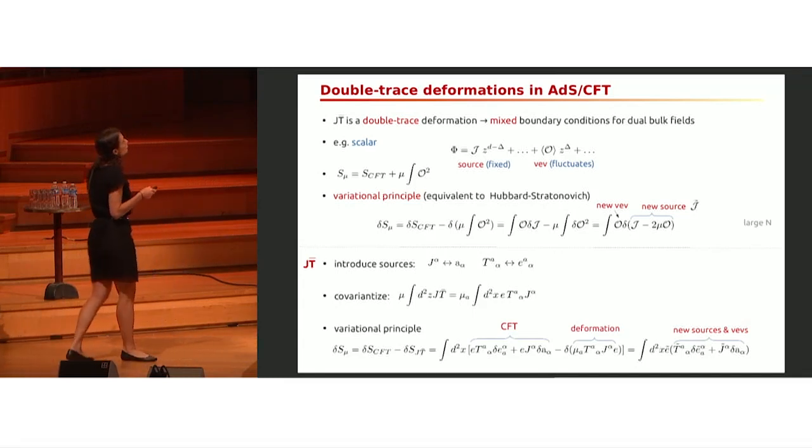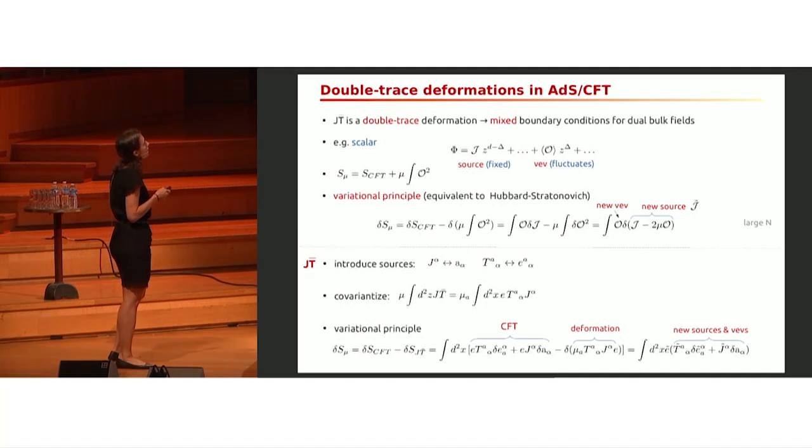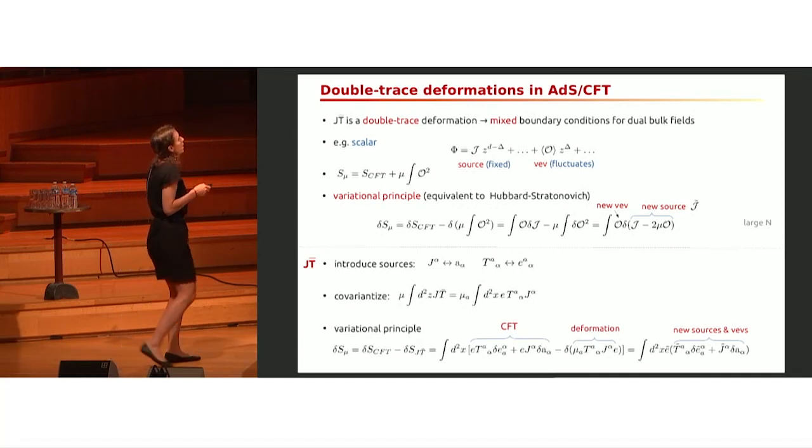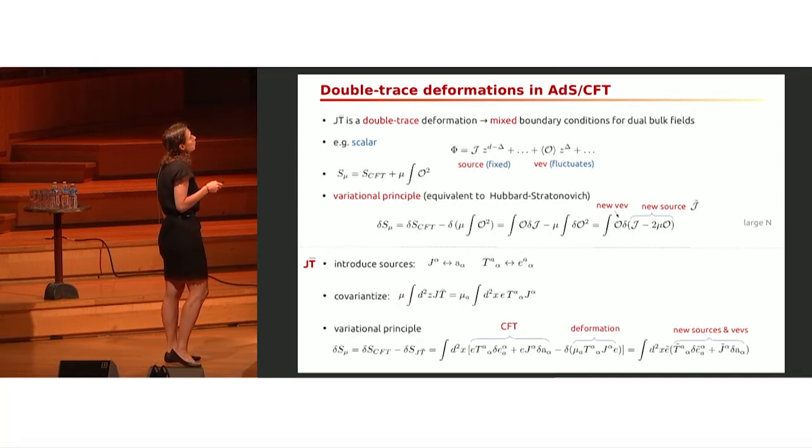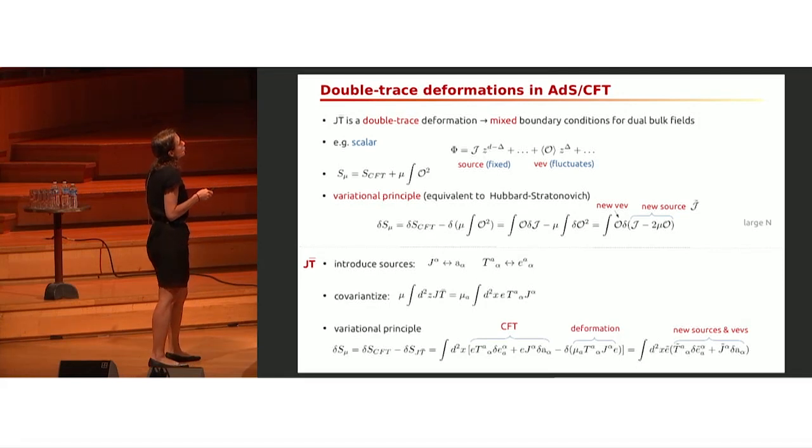So just to remind you, if we have, for example, a bulk scalar field, in the usual quantization, there's some non-normalizable mode, and its coefficient corresponds to the source in the dual CFT, which is fixed. And then there's some normalizable mode, and this coefficient corresponds to the VEV, the expectation value in the dual CFT, which fluctuates.